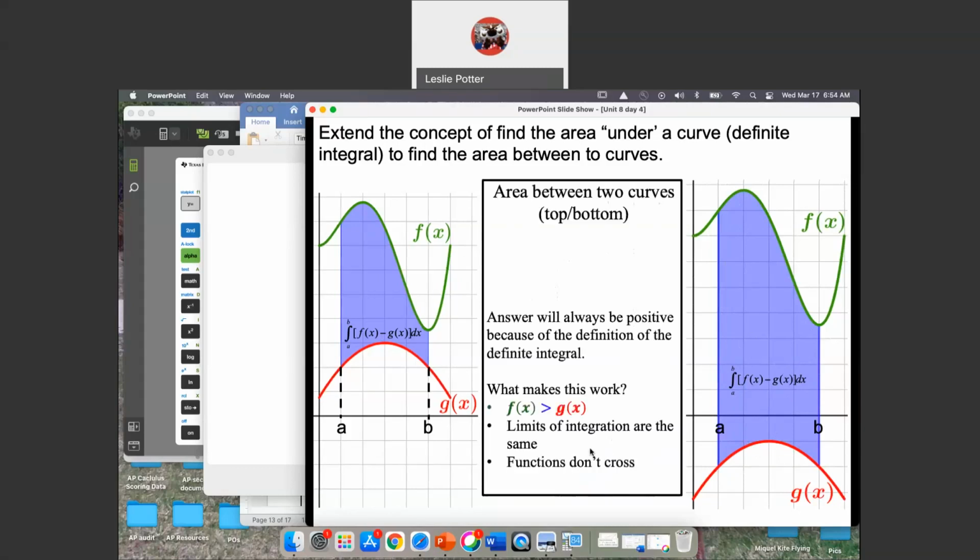So that's the really cool thing, is that this notation works no matter where the curves are. If the curves are positive or negative, it just doesn't matter. Just stick with this adaptation and you'll be good.